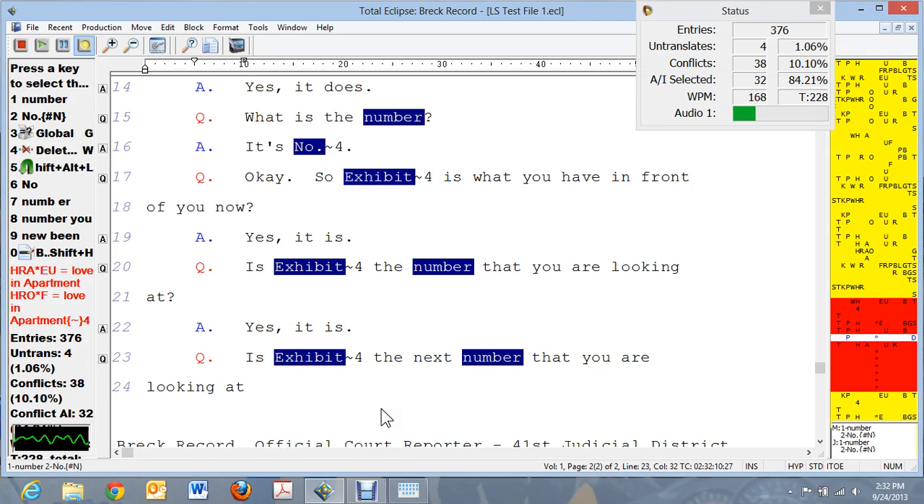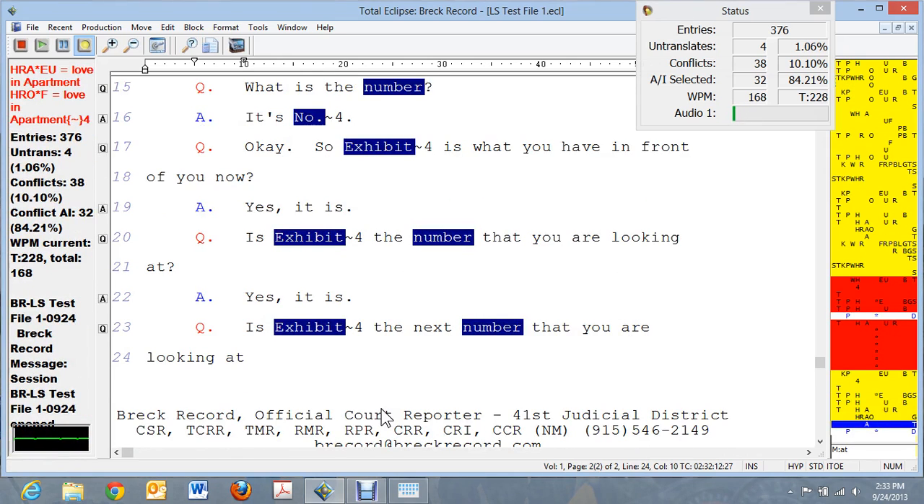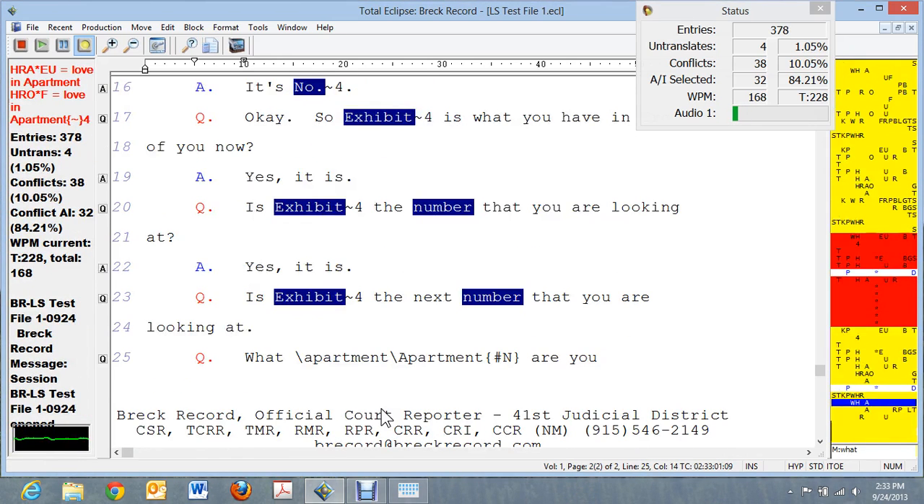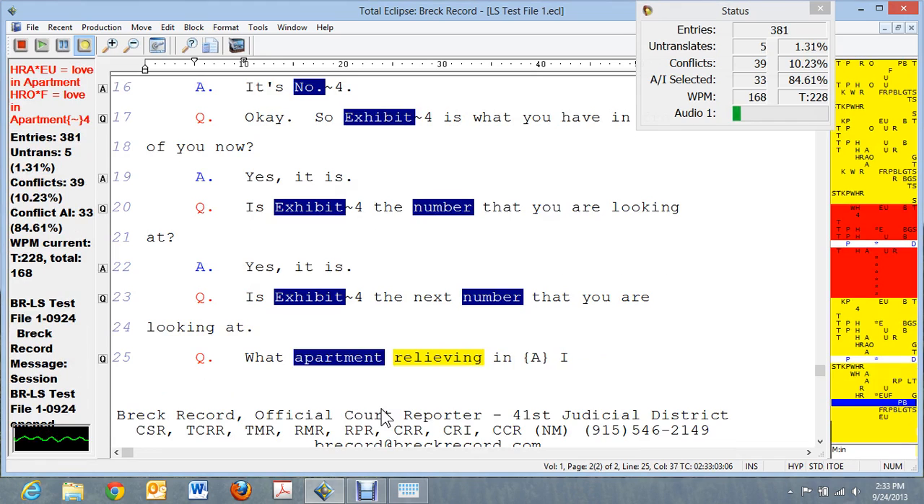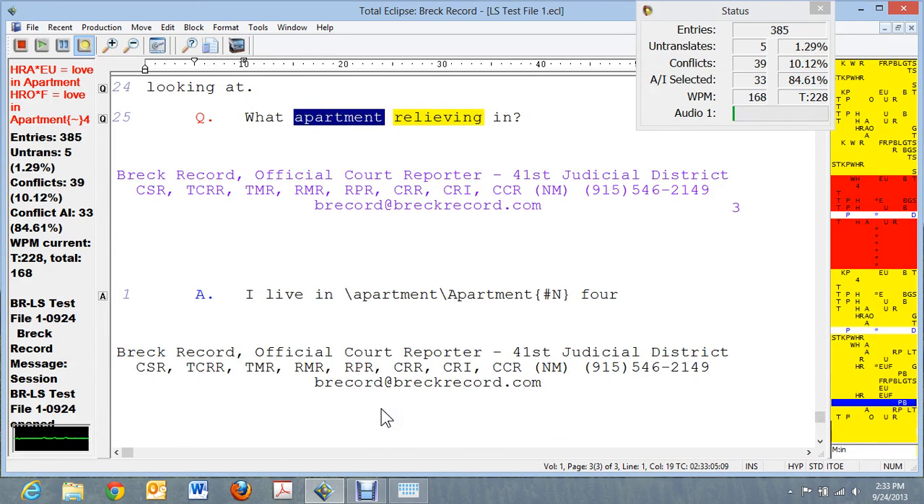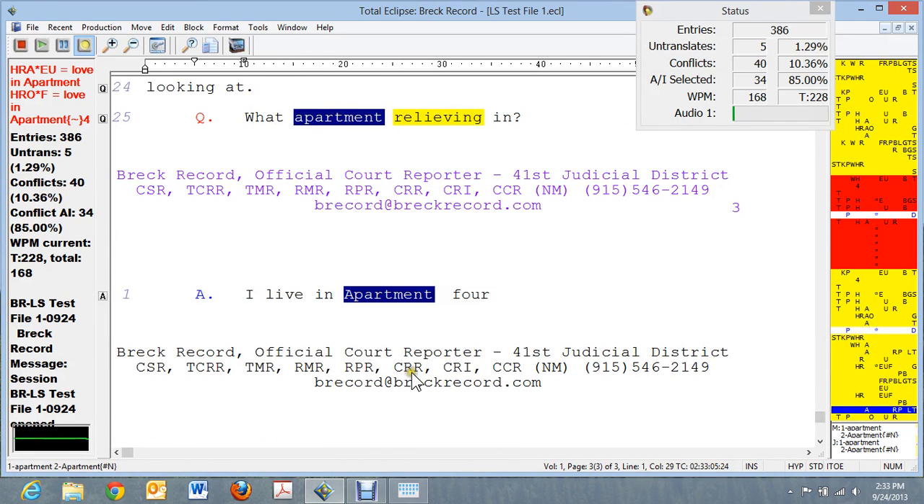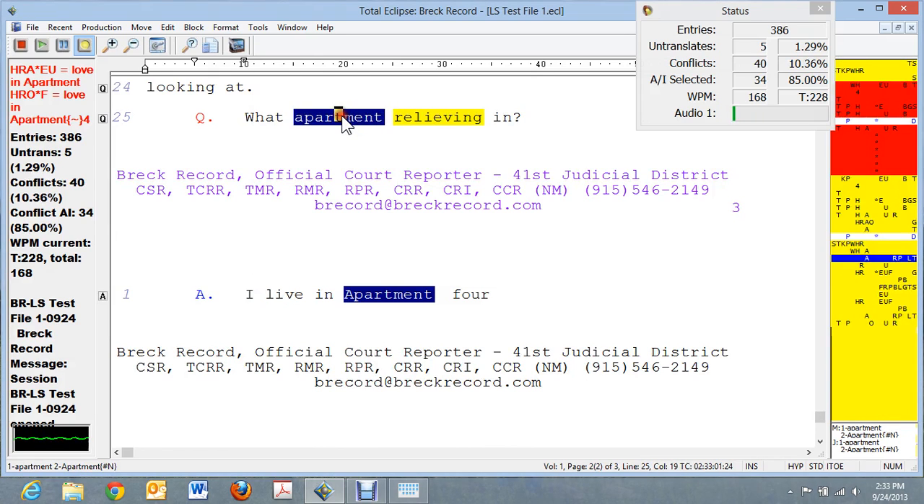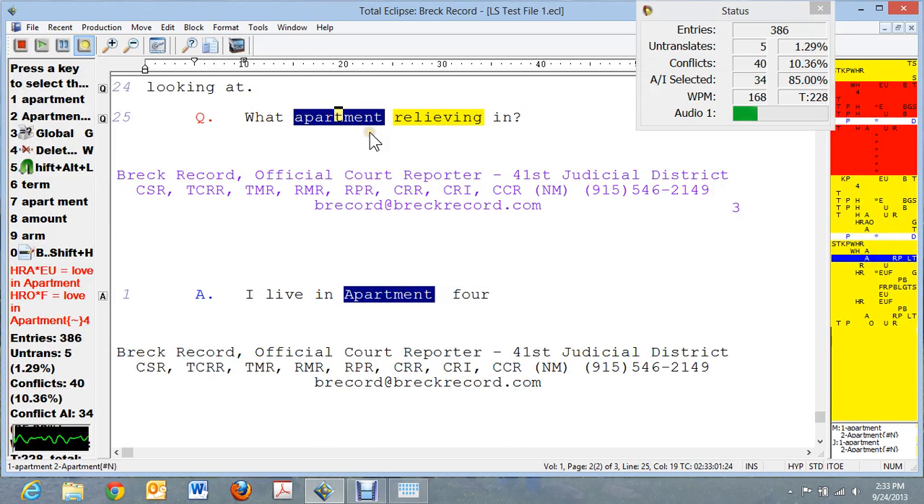Now let's look at another one here. What apartment are you living in? I live in apartment 4. Of course I can't write today, but you can see here there's no number following the word apartment as the conflict is calling for. In this case on the bottom, let me hit another stroke after that number to get it to convert it to a number, and you can see here that the software using the artificial intelligence is working.